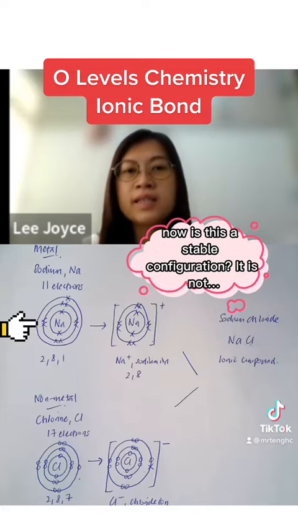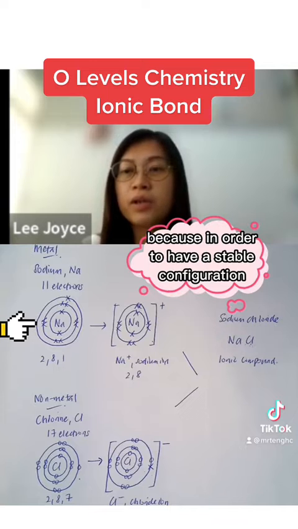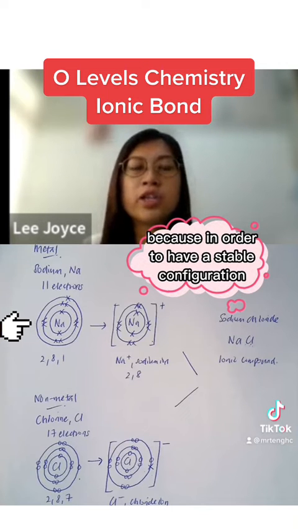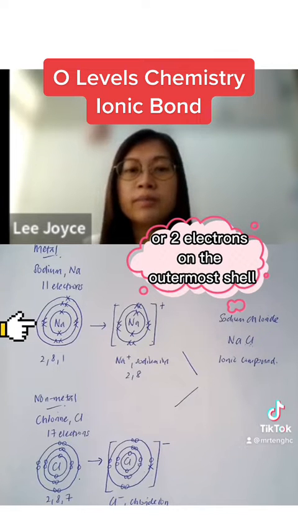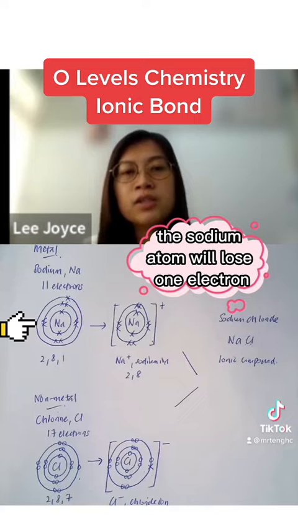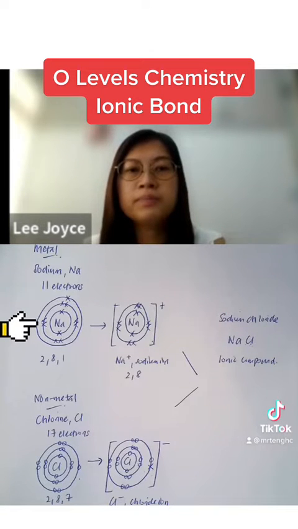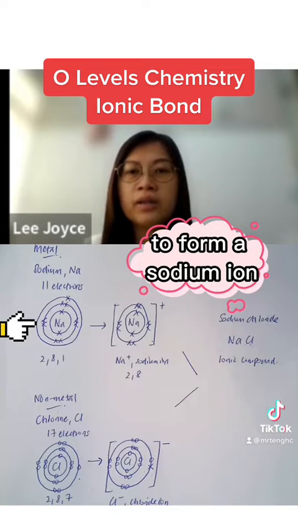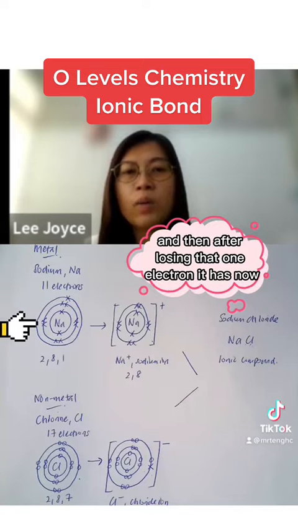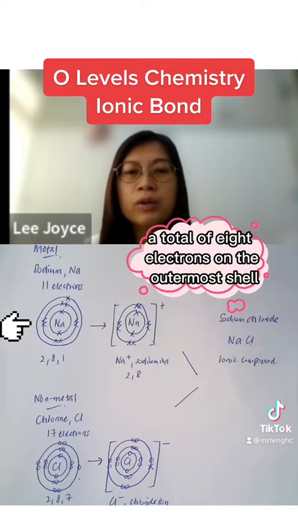Now, is this a stable configuration? It is not, because in order to have a stable configuration, the element must have a total of 8 electrons or 2 electrons on the outermost shell. So as a result, this sodium atom will lose 1 electron from its valence shell to form a sodium ion. After losing that 1 electron, it now has a total of 8 electrons on the outermost shell.